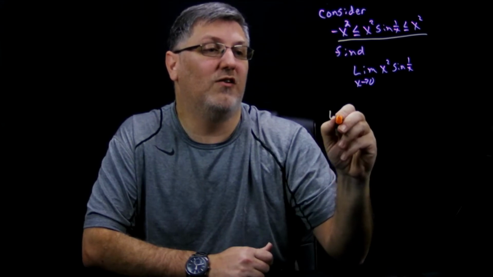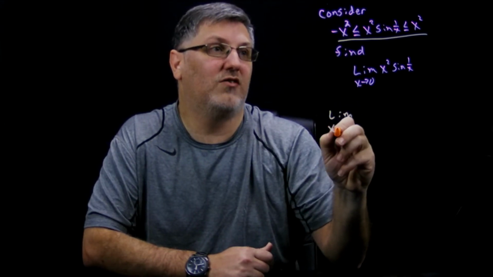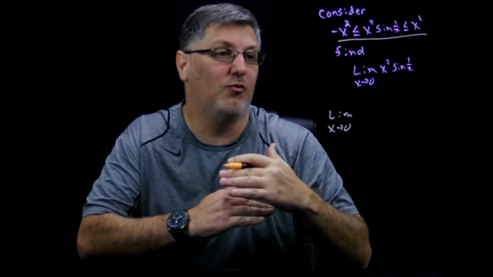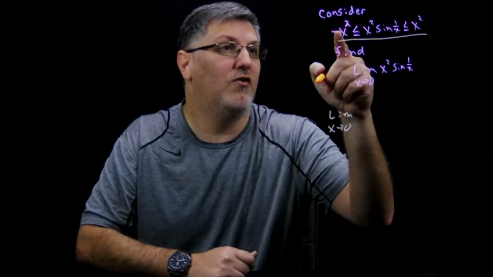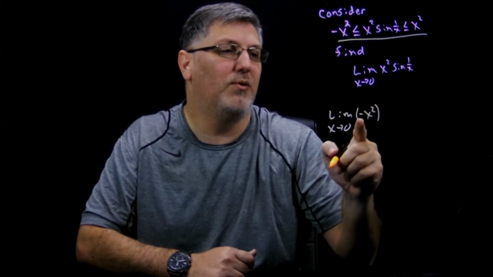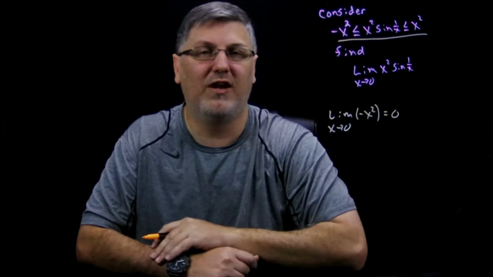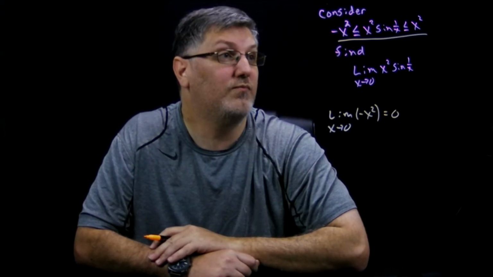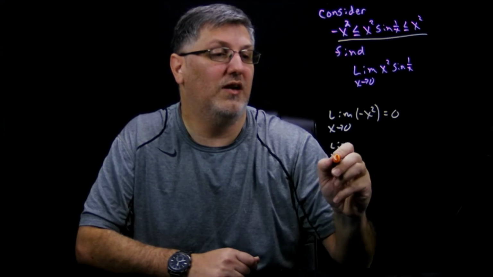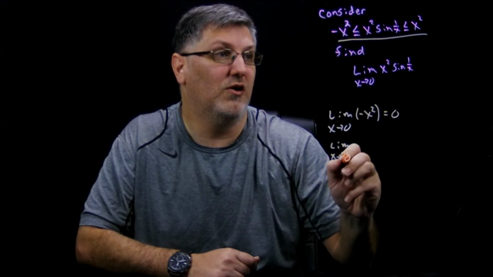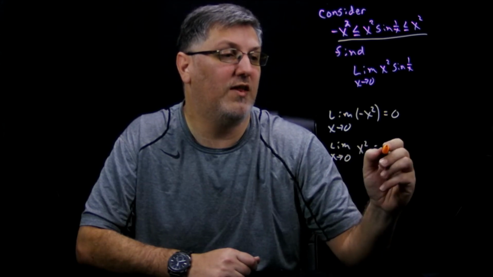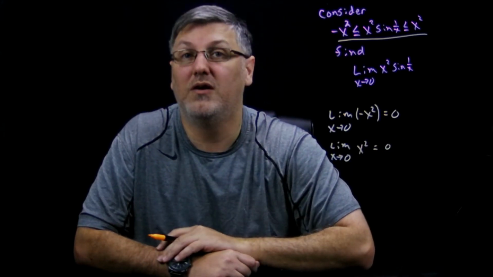So if I say the limit as x approaches 0, so I'm going to use the same number because we're going to try to sandwich it in between there, squeeze it down in between there, of my left side, negative x squared. Well, if I plug 0 in here, I'm going to get 0 for that limit. Easy enough. Now, I'm going to do the other side. The limit as x approaches 0 of x squared. Well, if I plug 0 in there, that's going to be 0 as well.